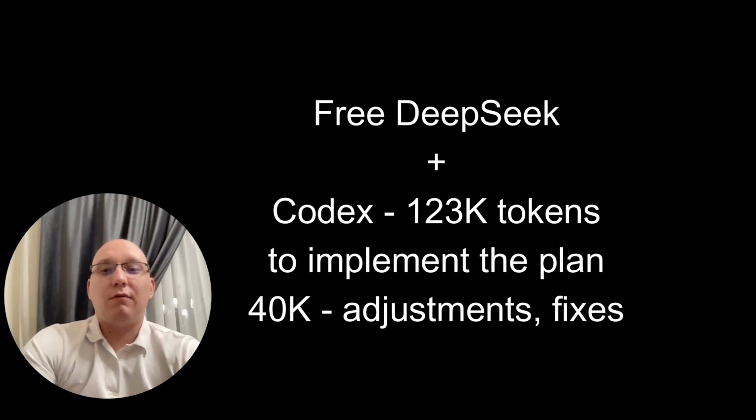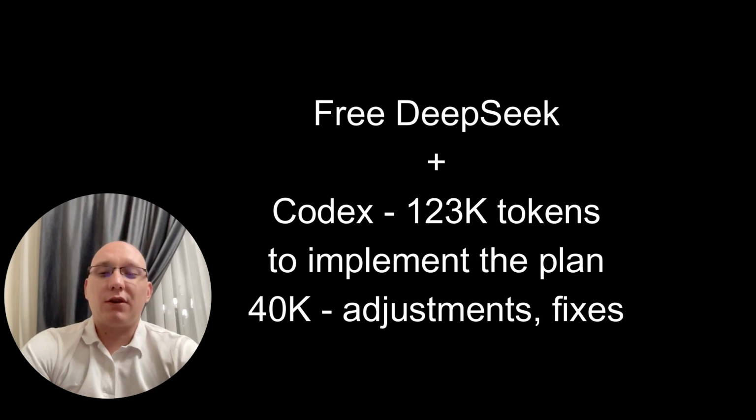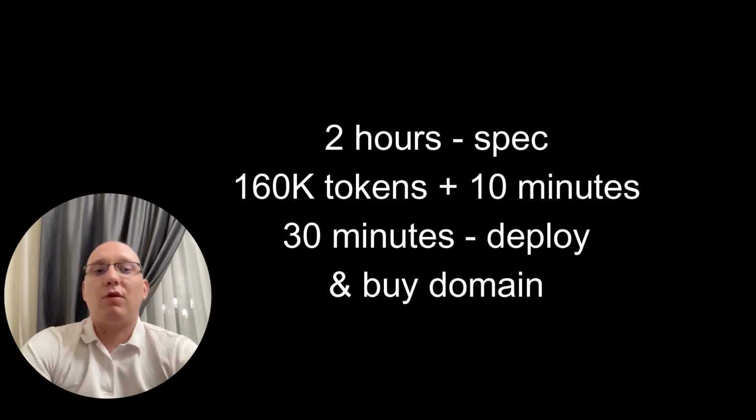I also need to show you that I use the free version of DeepSeek and paid Codex Plus. So DeepSeek was free and Codex took about 123,000 tokens on medium intelligence, plus around 40k tokens more for fixing bugs after implementation. So overall it took about 1, maximum 2 hours to write the detailed spec and verify it manually. Then it took around 160k tokens and about 10 minutes for Codex to implement the project according to the spec, and maybe about 30 minutes to deploy it on my VPS.